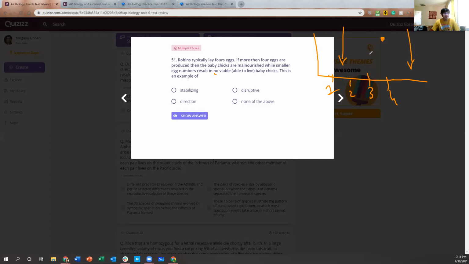So if I had to guess, I would probably say this is stabilizing because you're pushing against both extremes. So you're supporting the mean. I would say stabilizing, but we can check. Yeah, it is stabilizing.